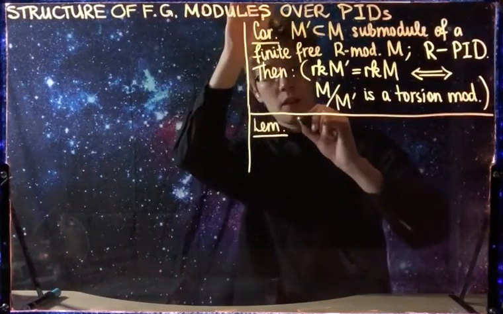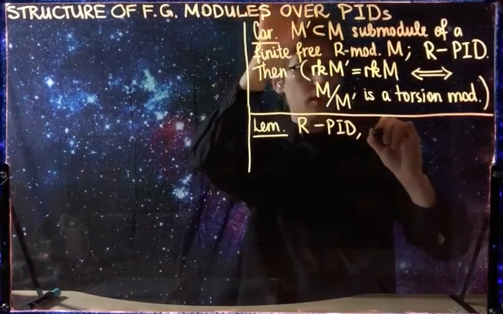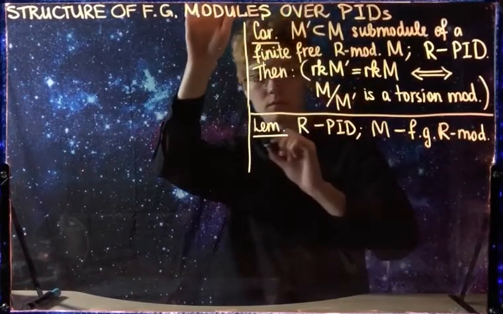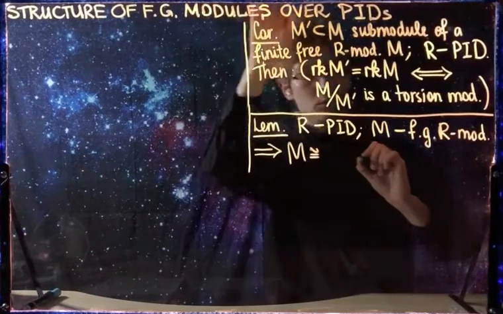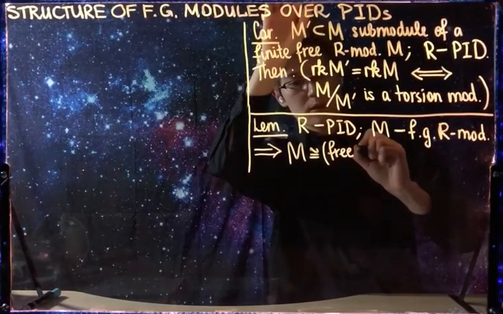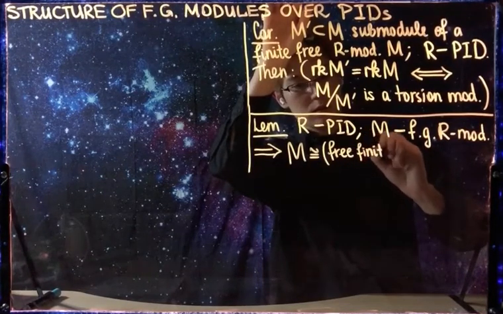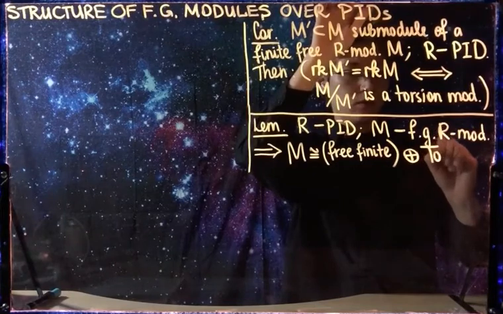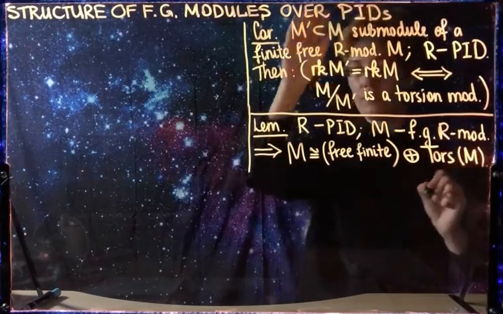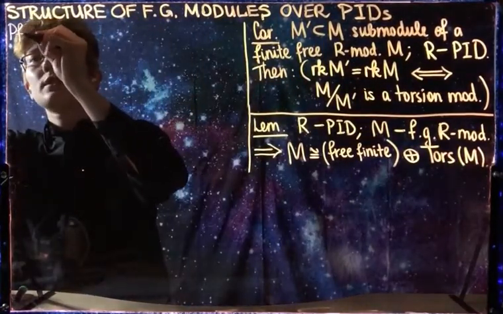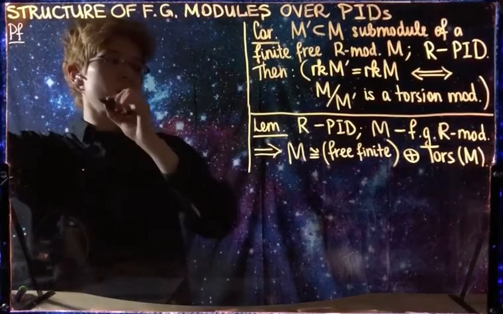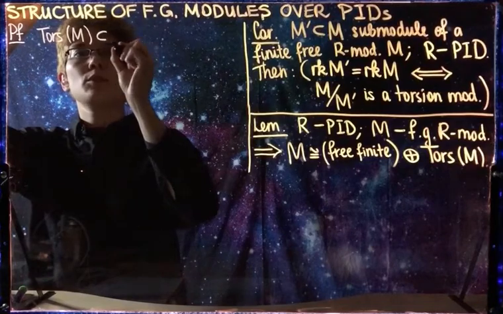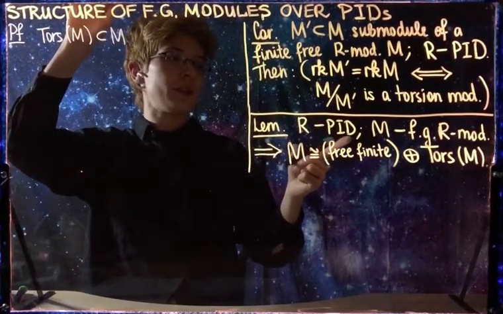Now I will formulate a lemma that if R is a principal ideal domain and M is a finitely generated R module, then M is isomorphic to a direct sum of some finite free R module and a torsion module, which is tors of M. And you can probably already see how I'm going to prove it. We know that tors of M is a submodule of M because R is in particular an integral domain.